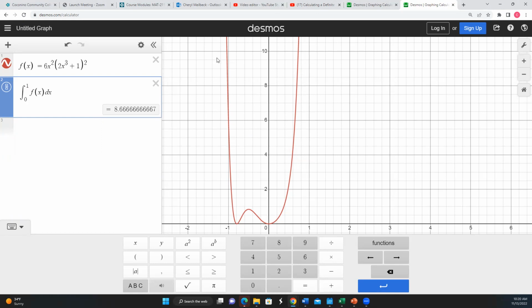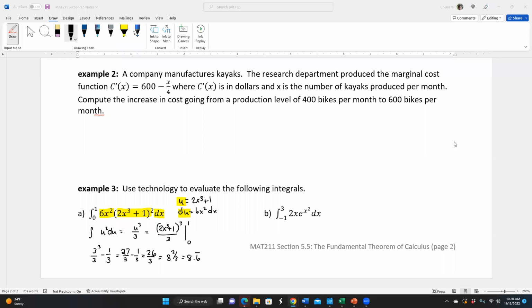Let's try the next problem. So here we have the integral of 2x e to the x squared from -1 to 3. But looking at this, I can see that if I let u equal x squared, then du would be 2x dx. And indeed, I have those in here. The 2x dx is found here. So that's my du. And this would be e to the u.